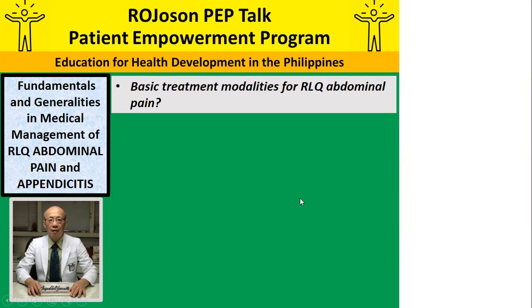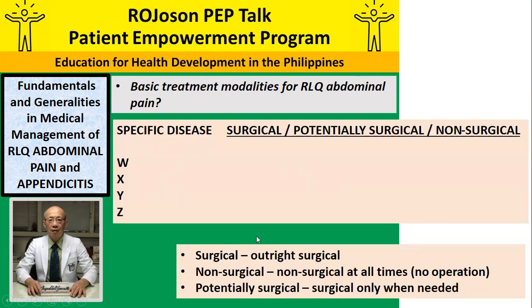Basic treatment modalities of the right lower quadrant abdominal pain. The basic modalities of treatment will be classified into three: surgical, non-surgical, and potentially surgical. When you say surgical, it's an outright surgical, meaning outright operation is needed. Non-surgical, no operation is needed, no matter what. Potentially surgical, initially it can be no operation, just observation, and then only operate when needed, when there are symptoms or undue development in the condition. So the way to do it, just list down the particular diseases causing the right lower quadrant pain, and then put there the usual treatment: for disease W, is it surgical? For X, is it potentially surgical? Y, non-surgical, etc.